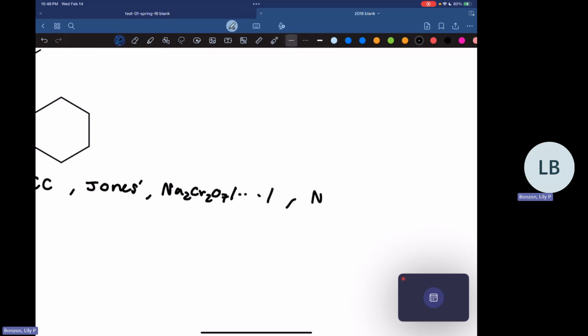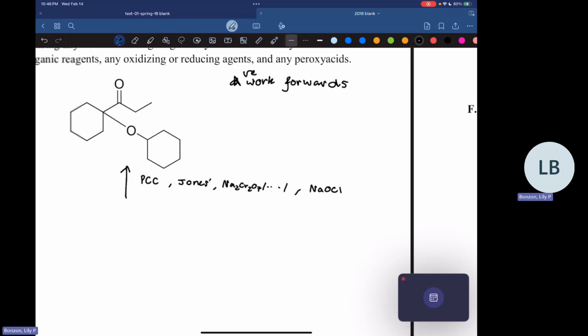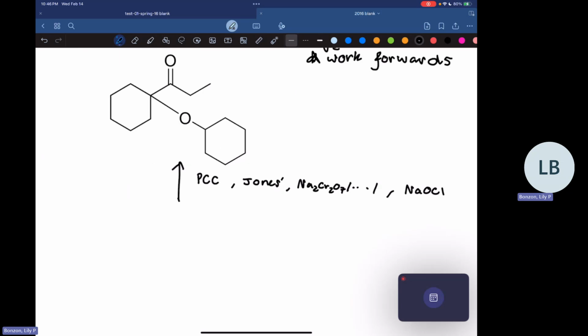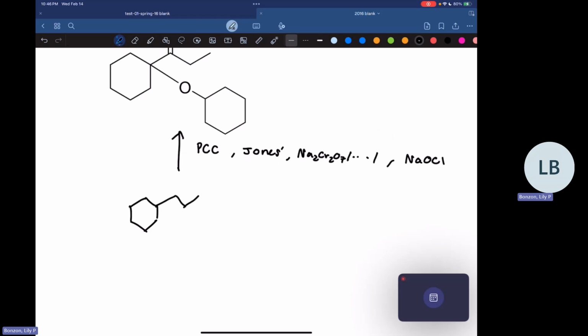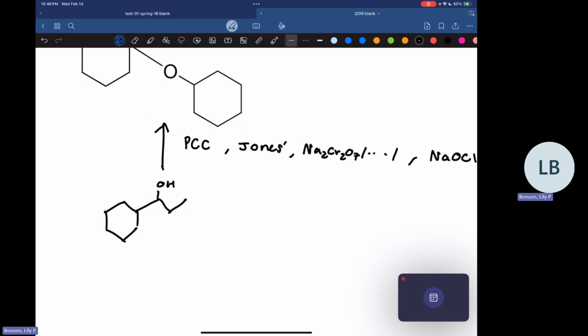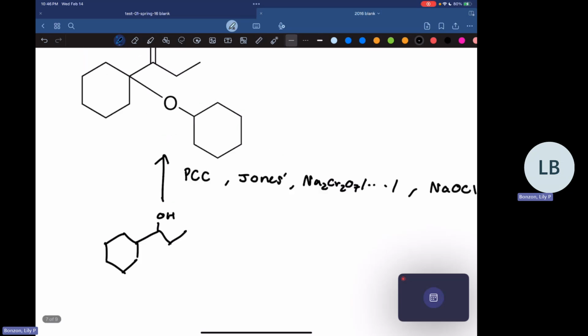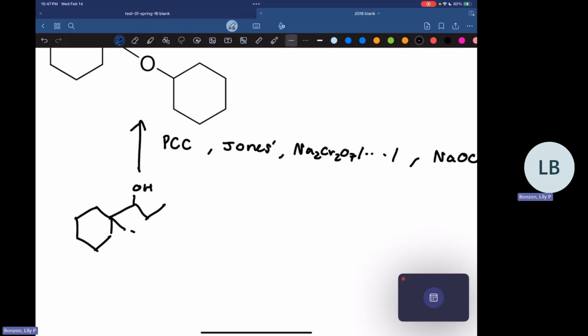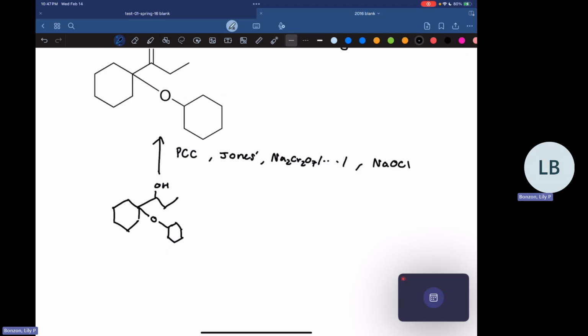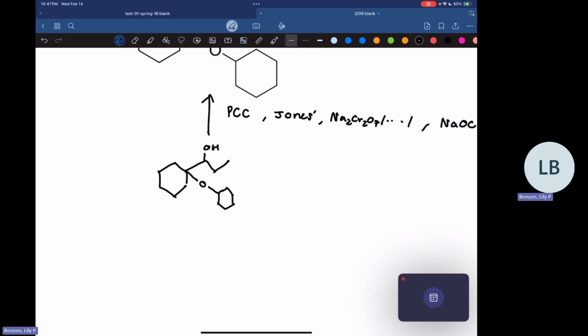Or you could do NaOCl, which is bleach. That's also an oxidizing agent. So any one of those would be fine in oxidizing this structure. So going backwards, we'd have an alcohol, and again going forwards to oxidize that, we'd use one of these oxidizing agents to get to that ketone. So then we're just going to put our ether there. All right, so that's our first step.